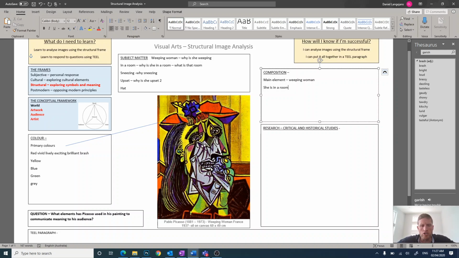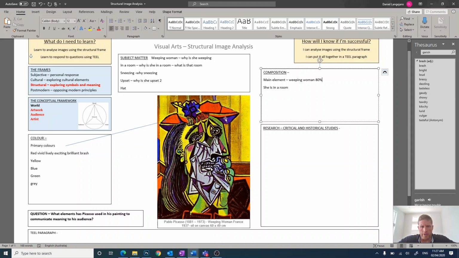Now, Picasso has chosen to make the woman the main subject. So we will say the weeping woman is about probably 80% of the image. So what Picasso is doing is he's really trying to get us to focus on this subject here, and this links back into subject. Composition and subject are closely related. He's really trying to impress on us that the subject is about her. The composition backs up the subject matter. So she's in a room.